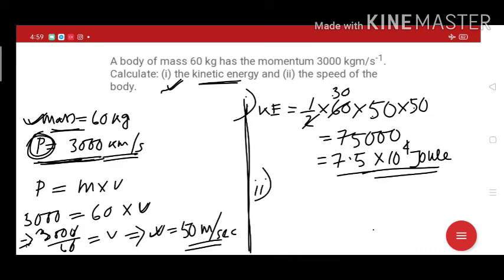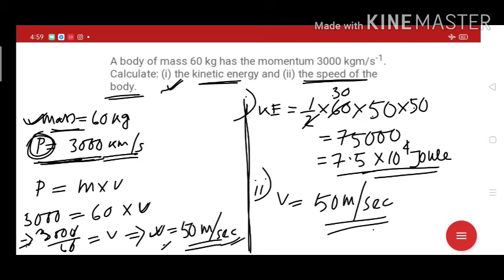And they are asking for the speed of the body. We already have found it, that is v is equal to 50 meter per second. Here it is.